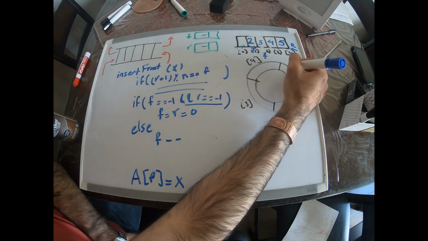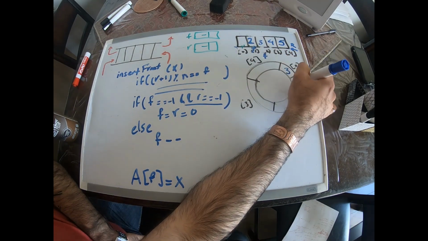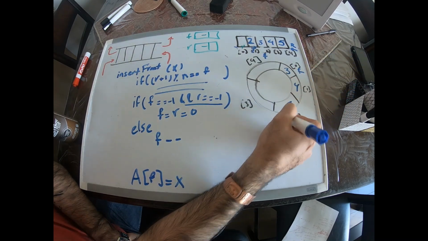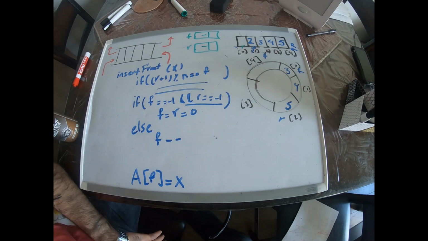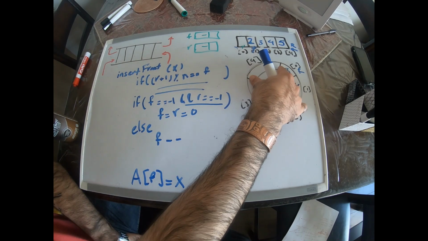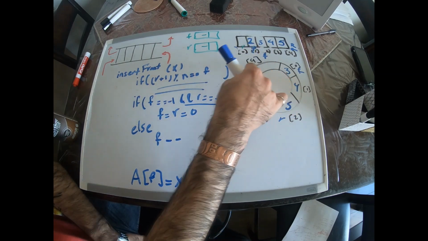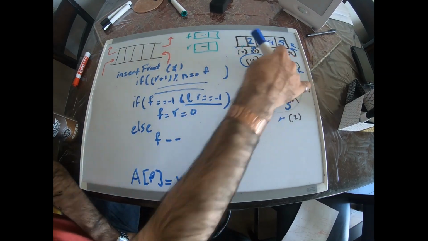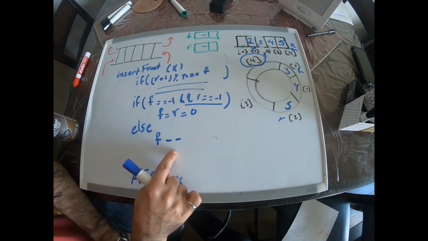What if we have a case like this? 3, 4, 5. This is the front, this is the rear. And I want to insert from the front. Is that possible? Yes, it is possible because this is empty, right? But the index for it is 4. It's not -1, right? So we can't write it like this.